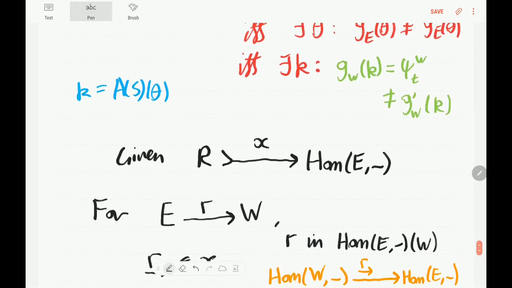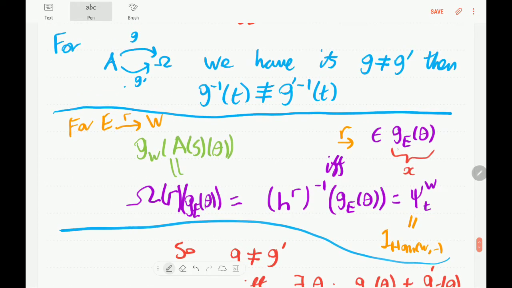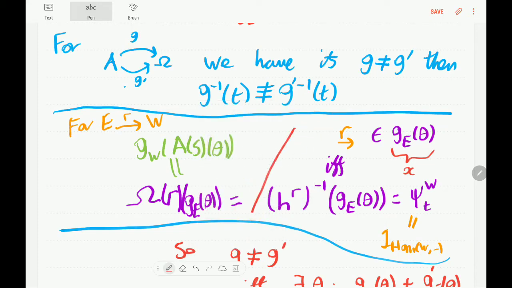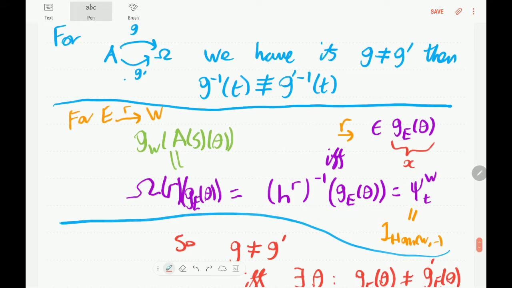Yeah, so using this kind of result with X equal to G E of theta, we essentially prove this kind of thing in this red bubble. And then this is just equal to the outcome we get when we do an R action on G of E of theta in omega. And since G is a natural transformation from A to omega, we can rewrite this as G of W of A S of theta. And we can rewrite this as K.